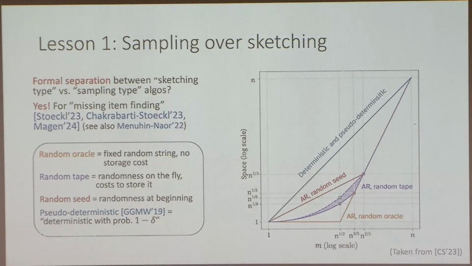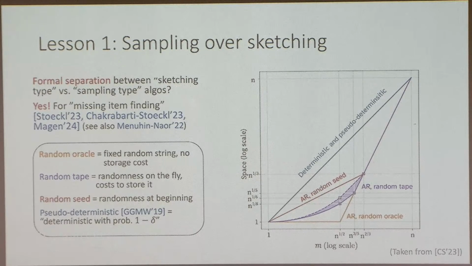back to this discussion about sketching versus sampling type techniques. What would you say looks like a sketching type technique? In sketching, we generate a random matrix in the beginning, and then we don't use any more randomness. So this is random seed. And sampling type technique? Random tape. Yep. So for this specific problem, we have formal separation between random seed and random tape.